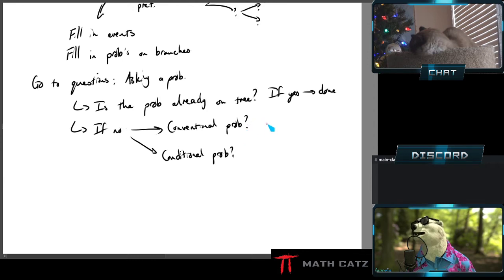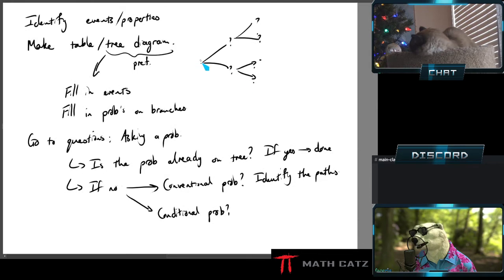So if it's a conventional probability, I simply identify the paths that will give me, from start to finish, what satisfies the requirement that the probability wants. Is it the top path? Is it just the second path? Is it a couple of paths that I then add together? We've figured out for a single path, we multiply along the path, and then we add up separate paths.